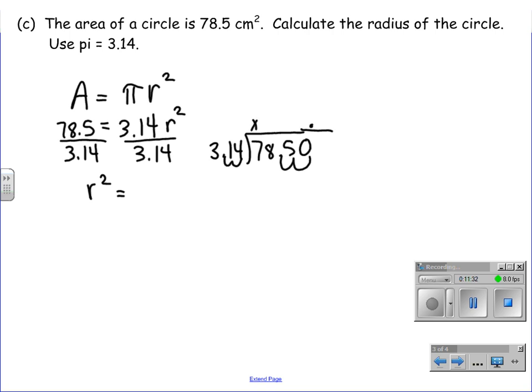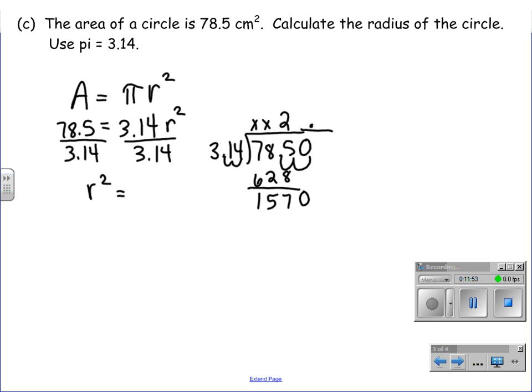It might help you to put a little X there. It does not go into 78. It does go into 785. How many times? Approximately. Jack? 2. So, 2 times 314 is 628. I subtract.